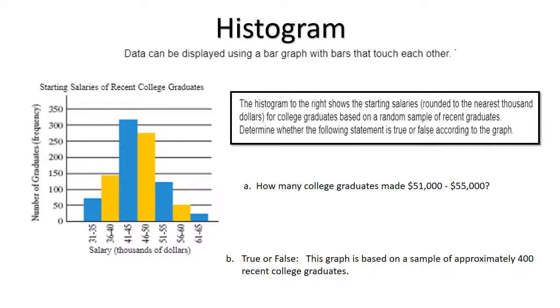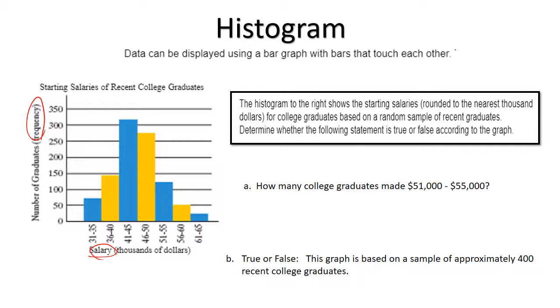Another type of graph in statistics is called a histogram. This is where the data can be displayed using bar graphs that touch each other. Across the bottom here, we'll see the starting salaries in thousands of dollars of some recent college graduates. We will see the frequency right here along the vertical axis. Now, by looking at this histogram, how many college graduates made between $51,000 and $55,000?